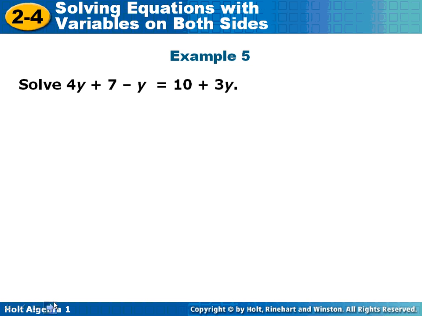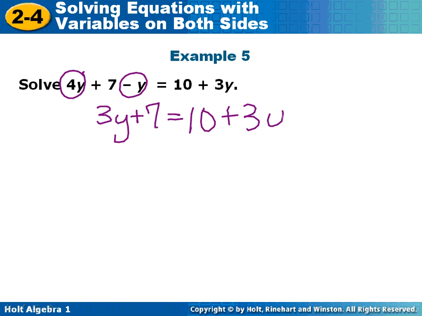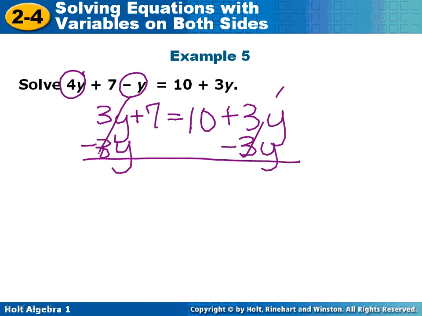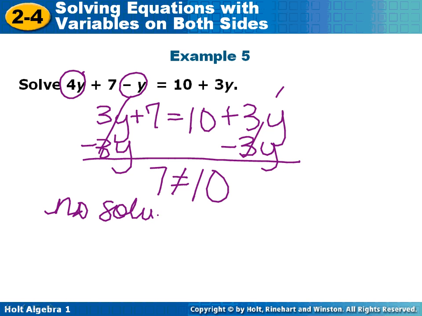Example 5, write this problem down. Combining like terms, I'm going to try very hard not to make any mistakes. 4y, take away y, is 3y. Letters to the left, I'm going to subtract 3y. My 3y's cancel. I'm left with 7 equals 10. Now, this is a contradiction because 7 will not equal 10. Therefore, the answer is no solution. Or you can write the circle with a line through it, which also means no solution.